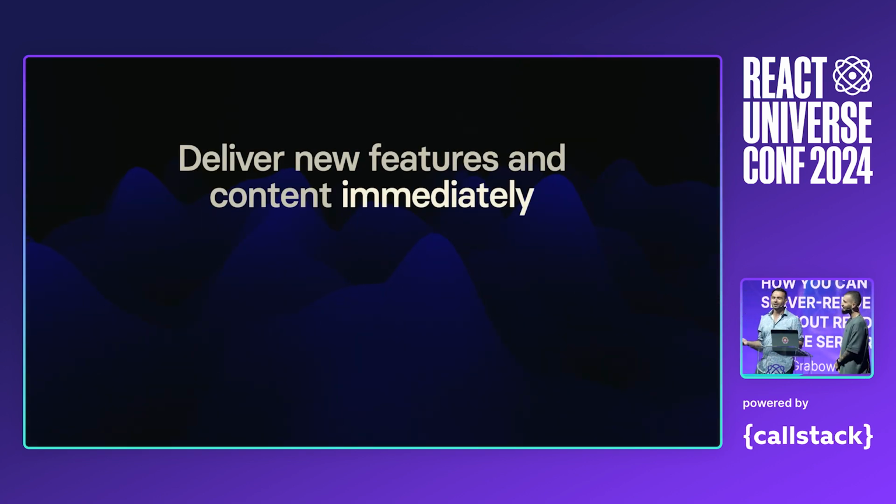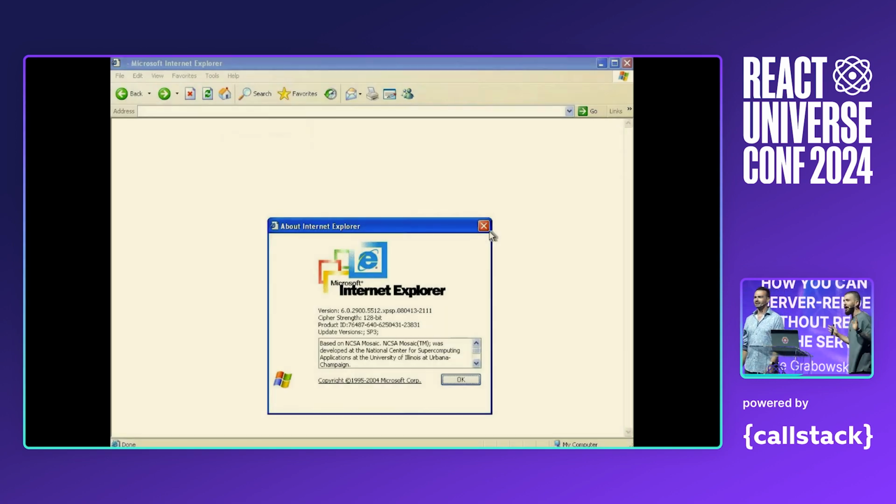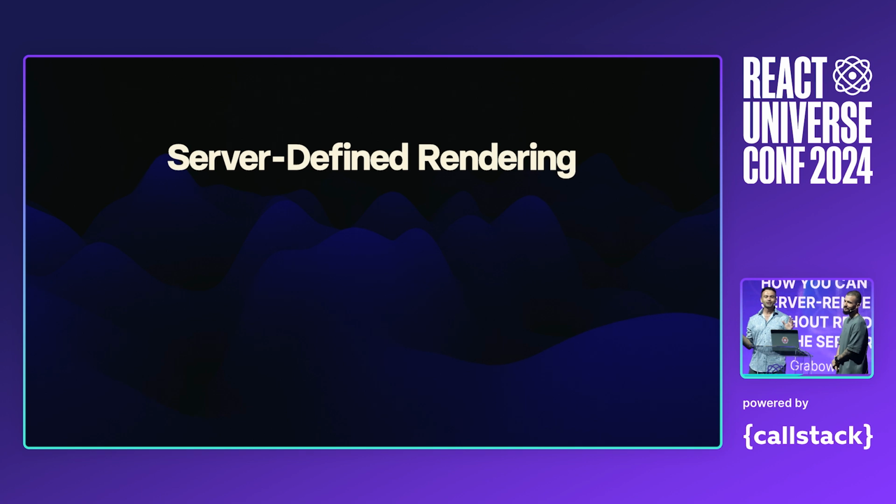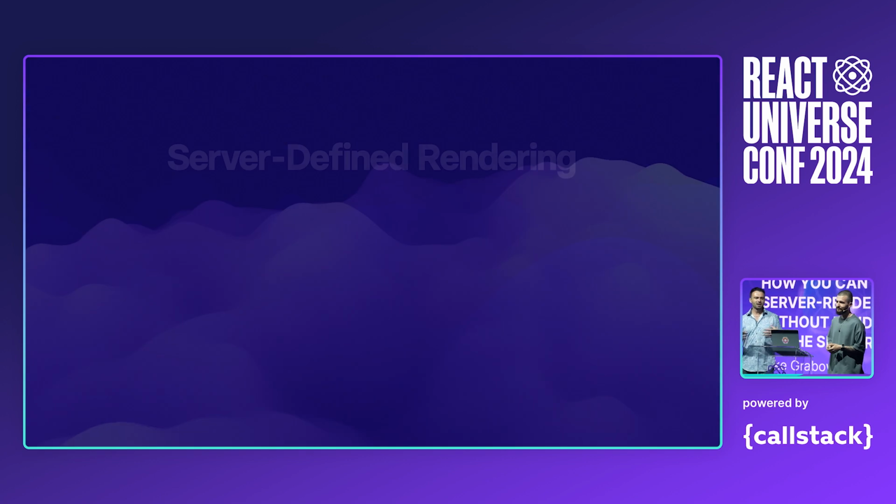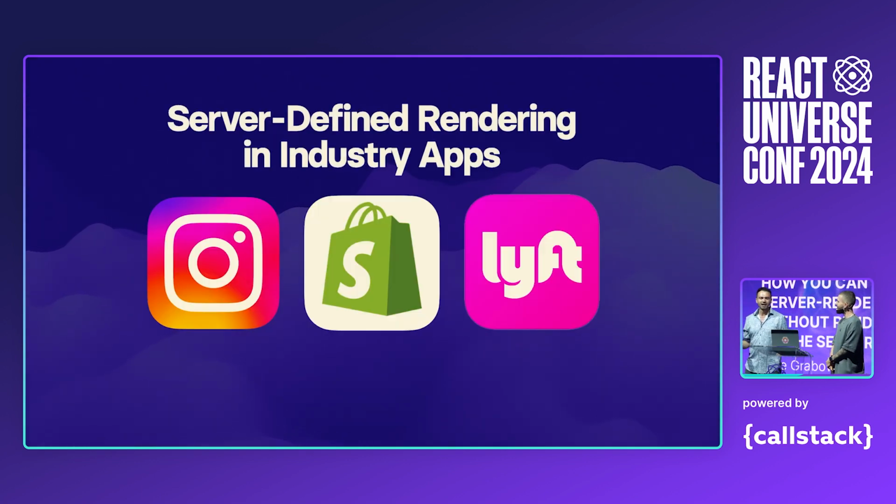So our goal is to enable you to deliver new features and content to your users as fast as possible. And we are the first people in the world to ever have this idea. Oh yeah, Internet Explorer, they invented the web, right? Yeah, okay, just kidding. We're going to accomplish this with server-defined rendering, which allows your server to define the components that your client will render. And up until React Server Components, we haven't been really talking about server-defined rendering much in the open source community. We haven't been talking about it a lot in open source, but it's incredibly popular in the industry.